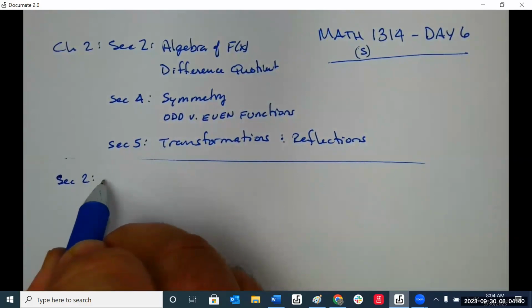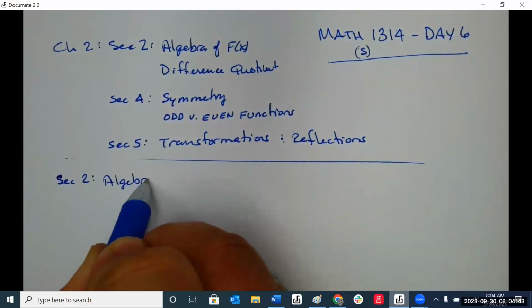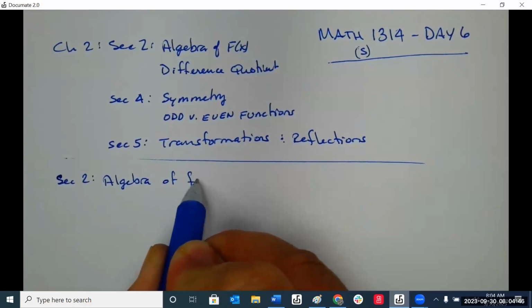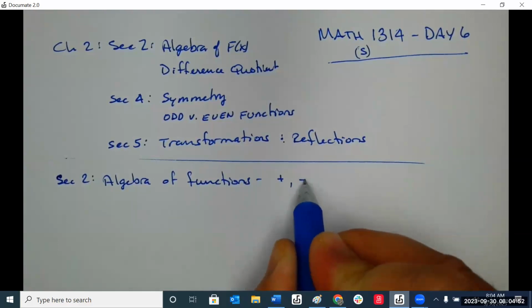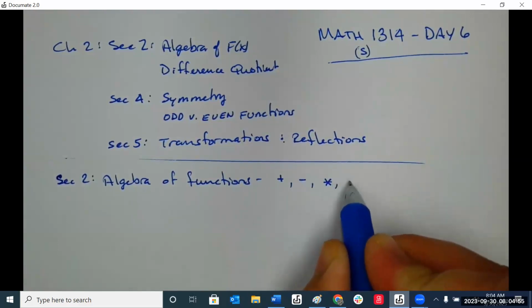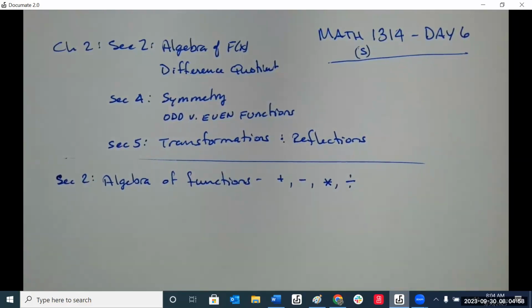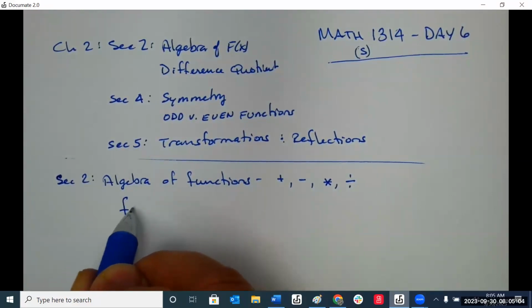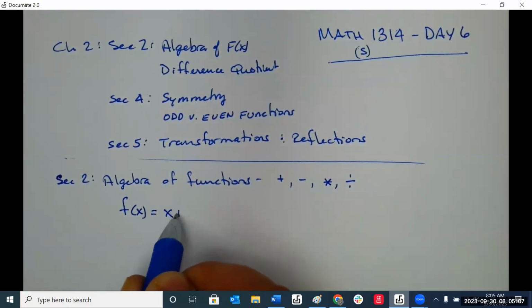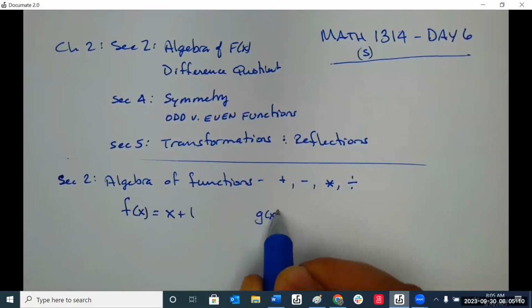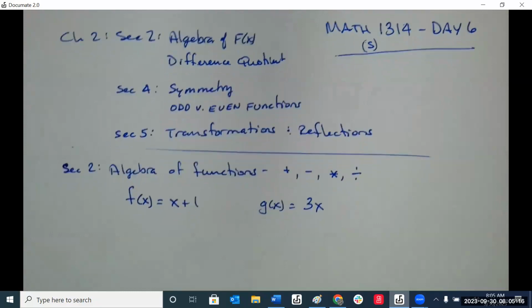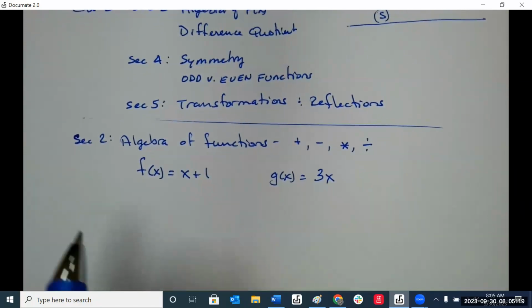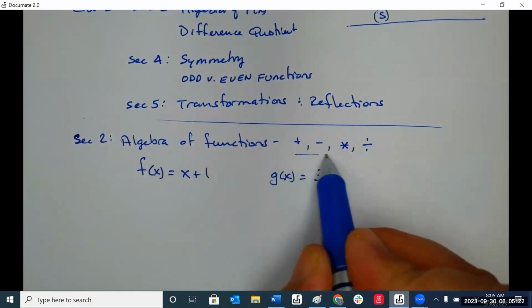So when we say algebra of functions, what we mean is you can add them together. You can subtract them, you can multiply them, and you can divide them. Not just equations, but you can do the functions themselves. For example, if I had a function defined as x plus 1 and another one defined as 3x, we can do 4 things with them.